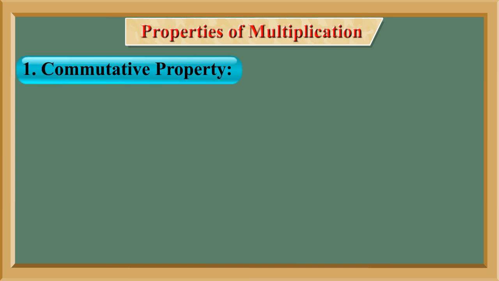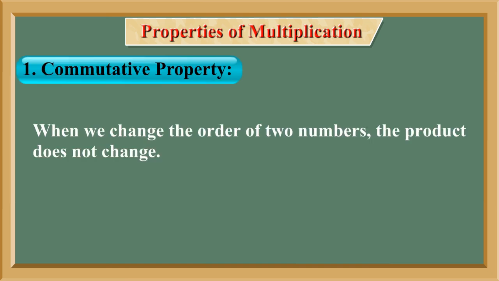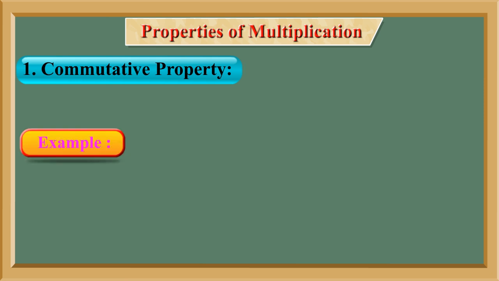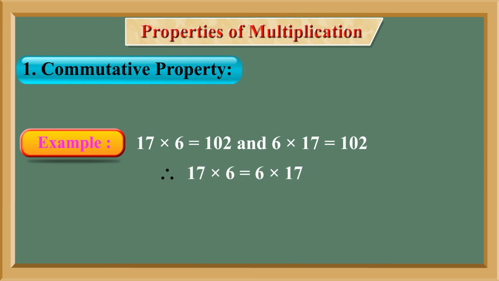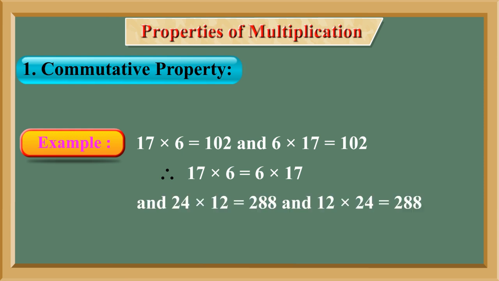First, commutative property. When we change the order of two numbers, the product does not change. Example, 17 multiplied by 6 is equal to 102, and 6 multiplied by 17 is also 102. Therefore, 17 multiplied by 6 is equal to 6 multiplied by 17. And 24 multiplied by 12 is equal to 288, and 12 multiplied by 24 is equal to 288. Therefore, 24 multiplied by 12 is equal to 12 multiplied by 24.